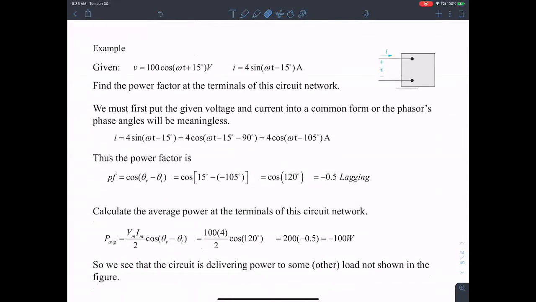Here is an example. Voltage is given. Current is given. We are asked to find the power factor at the terminals of this circuit. We must first put the given voltage and current into a common form, or phasors will be meaningless. That means we want to convert this guy to cosine as well. We want to keep just about everything in the same cosine form. So here is my effort to convert the current in sine form into cosine form.